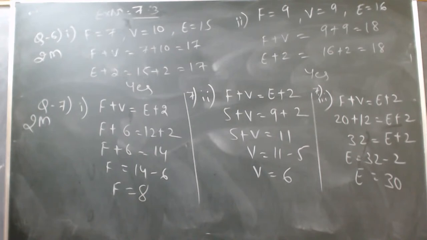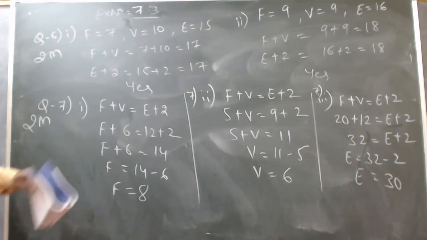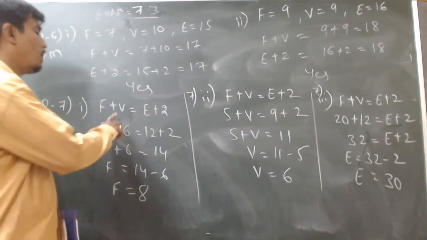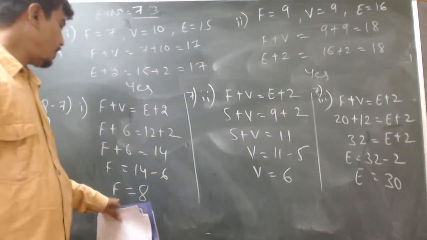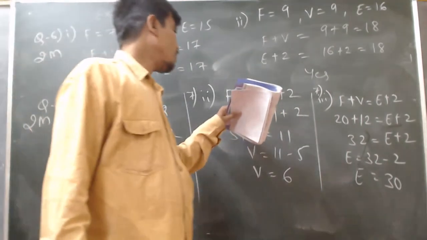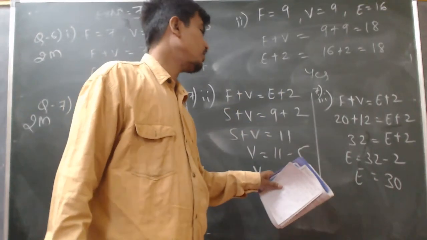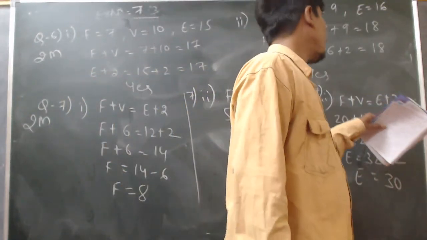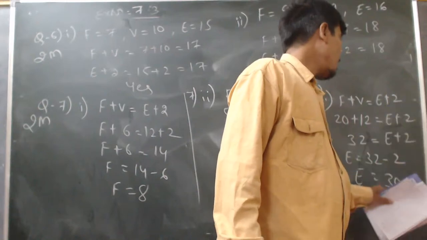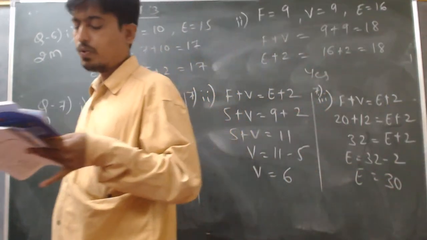E stands for edges, V stands for vertices, F stands for faces. So three different things we can calculate. In this, they have given vertices and edges, and we can find the faces. In this, they have given faces and edges, we can find the vertices. In this, they have given faces and vertices, we can find the edges using Euler's formula.